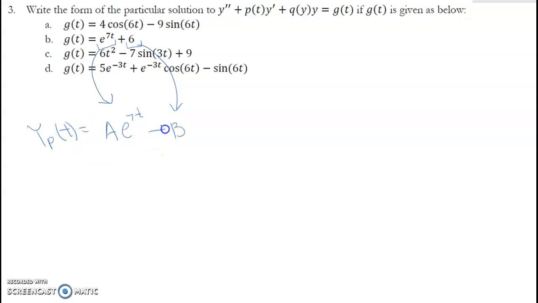Okay, so that's going to be our particular solution. And what do we do with these two parts? We add them. And this is it. It's pretty simple. So we can use this particular solution and plug it into our general equation to solve for A and B.